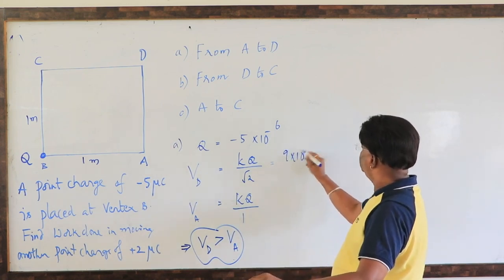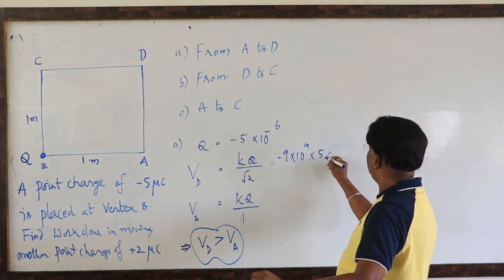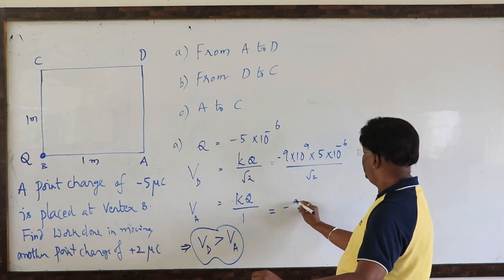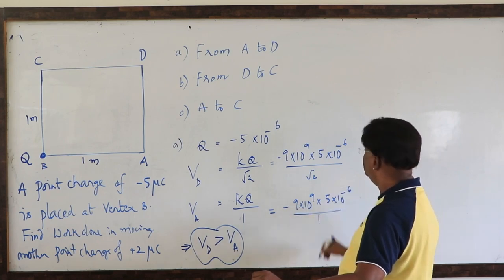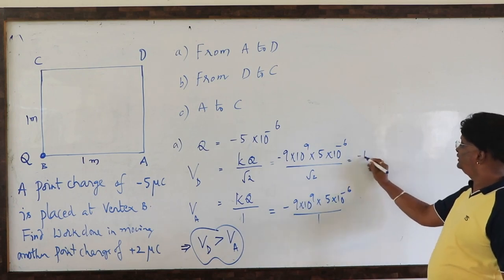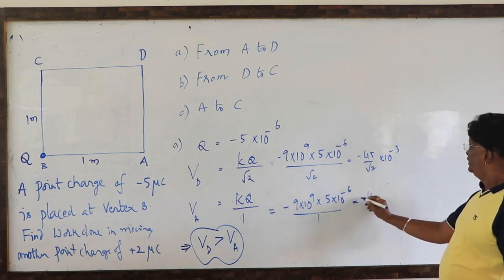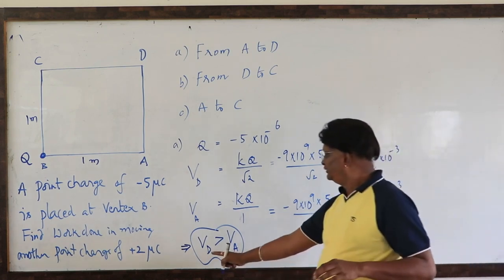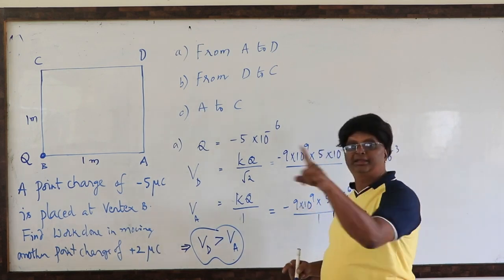Or else, if I want to show you, this is 9 into 10 raised to 9 times. Of course, this Q is a negative charge. Therefore, this is minus 5 into 10 raised to minus 6 upon root 2, and this value is minus 9 into 10 raised to 9 into 5 into 10 raised to minus 6 by 1. So this is what I mean. Immediately you can see this number is minus 45 by root 2 into 10 raised to minus 3, and this is minus 45 into 10 raised to minus 3. Because of the negative sign, VD greater than VA is important, and here also all the time the direction is important.